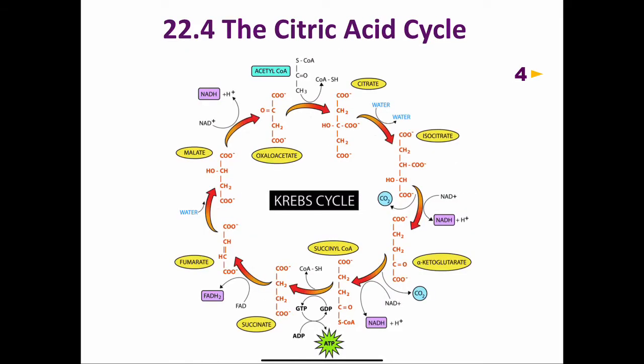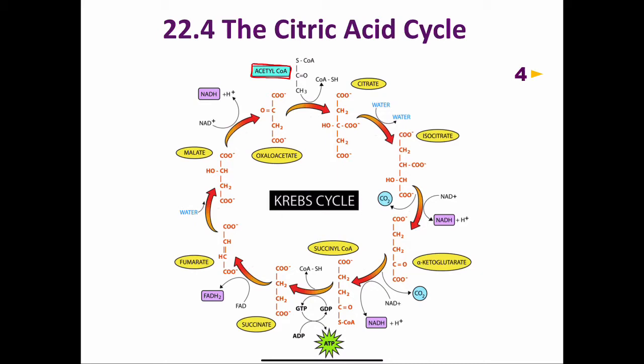This slide shows an overview of the citric acid cycle, or the Krebs cycle, and we can see that acetyl coenzyme A enters the citric acid cycle here. Then we proceed through all of these intermediates, which are highlighted in yellow. So we go from acetyl coenzyme A to citrate to isocitrate, so on and so forth.